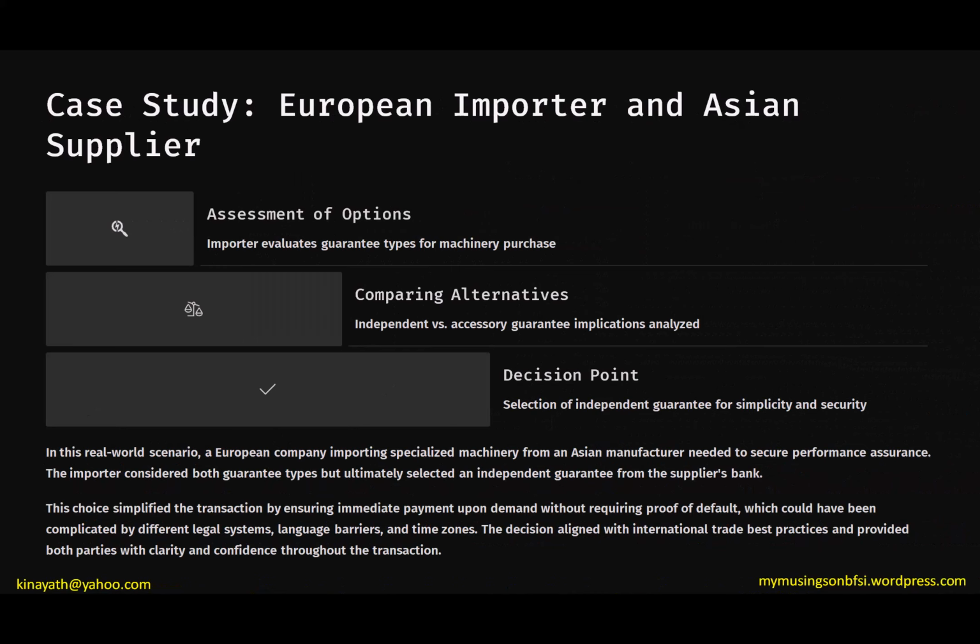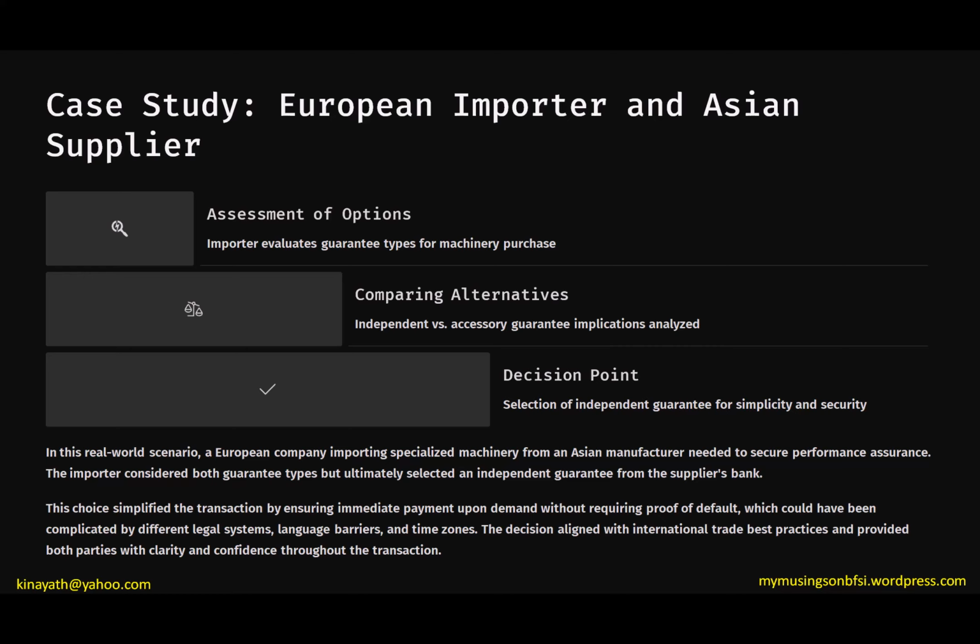Let us look at a case study. If there is a European importer and an Asian supplier, then the importer evaluates the guarantee types for the machinery purchase because you have to pay for the machinery. Then you have to compare the alternatives, independent guarantee or accessory guarantee or whatever it is, personal guarantee, and then you decide you have to select the independent guarantee because of the simplicity and security for a given scenario. Because you are importing specialized machinery, the Asian manufacturer is looking for a performance assurance.